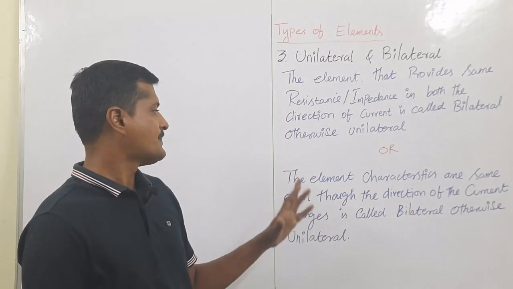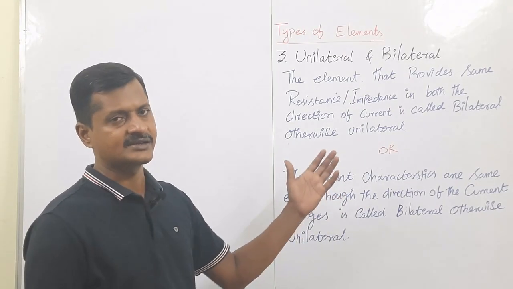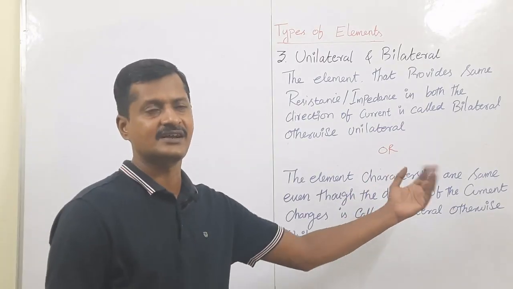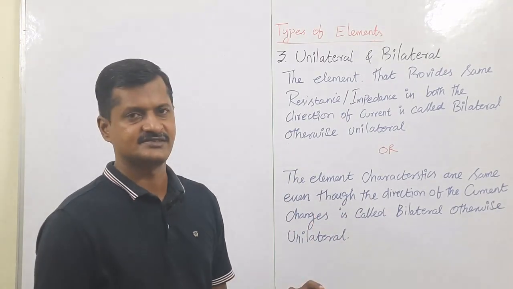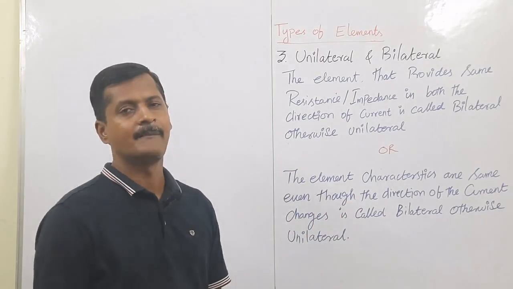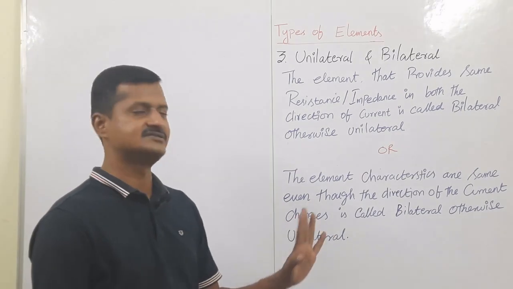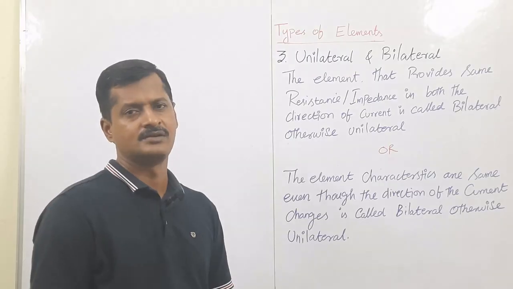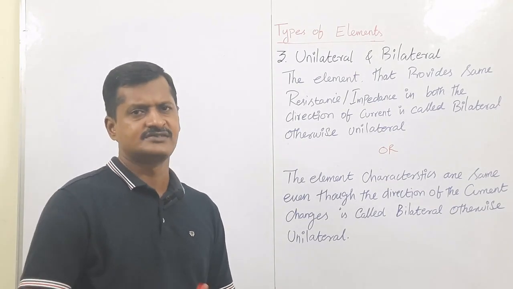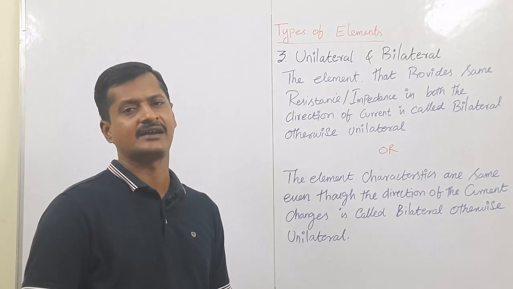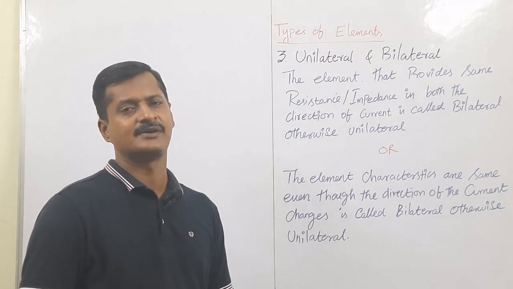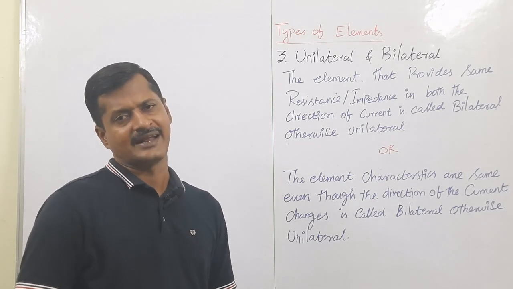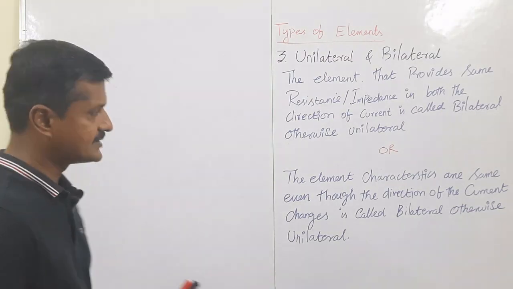Another definition: if the element characteristics are the same even though the direction of the current changes, it is called bilateral. Otherwise, it is called a unilateral element. If the direction of the current flow is changed, and the output characteristics of an element do not change, that is called bilateral.